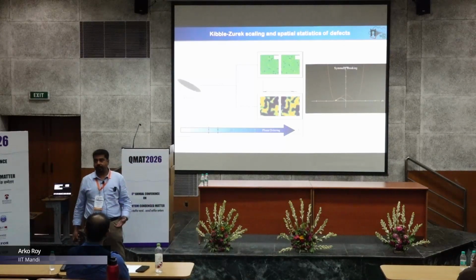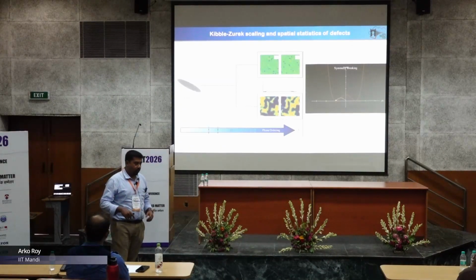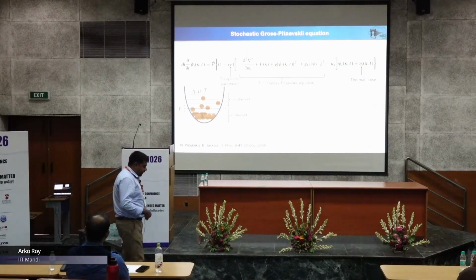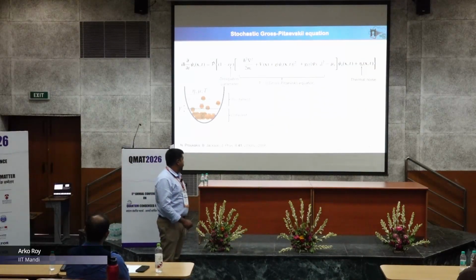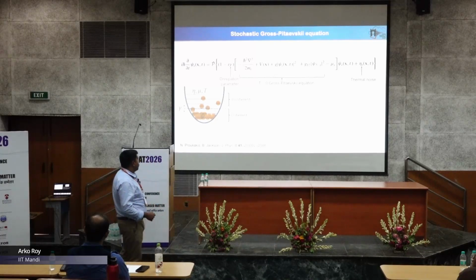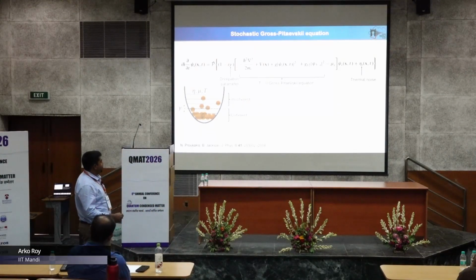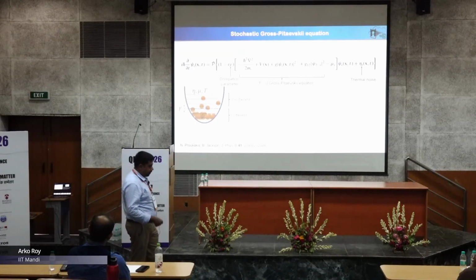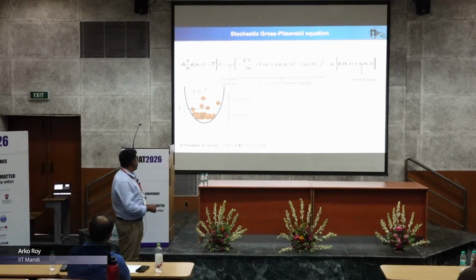And not only do we count the number of defects, which is actually the Kibble-Zurek mechanism, but we also try to address how these defects orient themselves in space. For this we use the stochastic Gross-Pitaevskii equation. This part of the stochastic Gross-Pitaevskii equation is the usual zero temperature Gross-Pitaevskii equation. So the modeling stands this way: we have a coherent region marked by this psi.